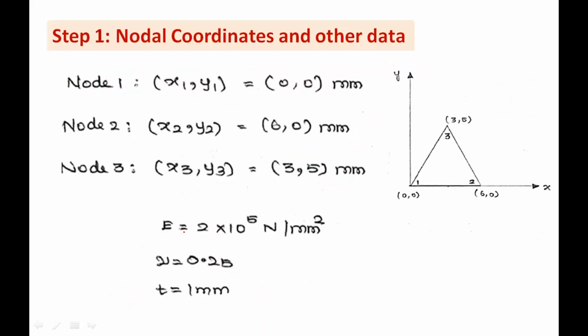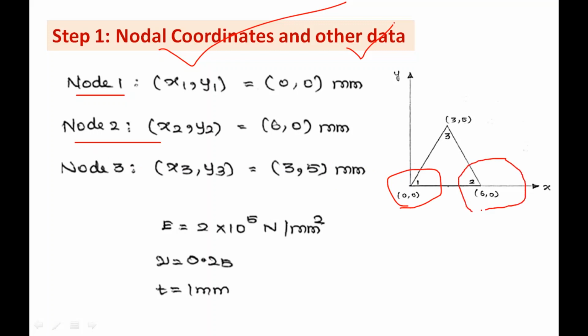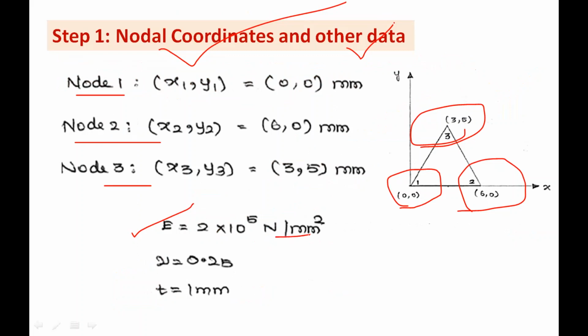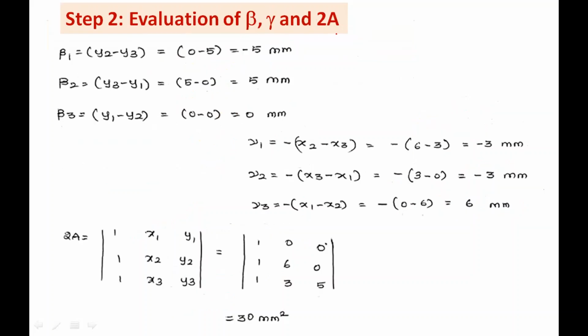Let us see. In the first step, we write the nodal coordinates and the other data. Node 1 is 0, 0, node 2 is 6, 0 mm, and node 3 is 3, 5 mm. Then the material property Young's modulus is 2 into 10 power 5 Newton per millimeter square; we converted the 200 gigapascal into Newton per mm square. Then mu is 0.25 and thickness is 1 mm. Next, we find the beta and gamma values using these xy coordinates.